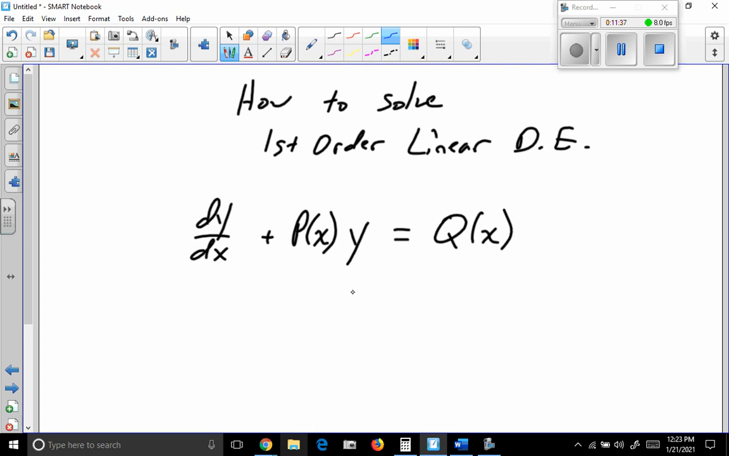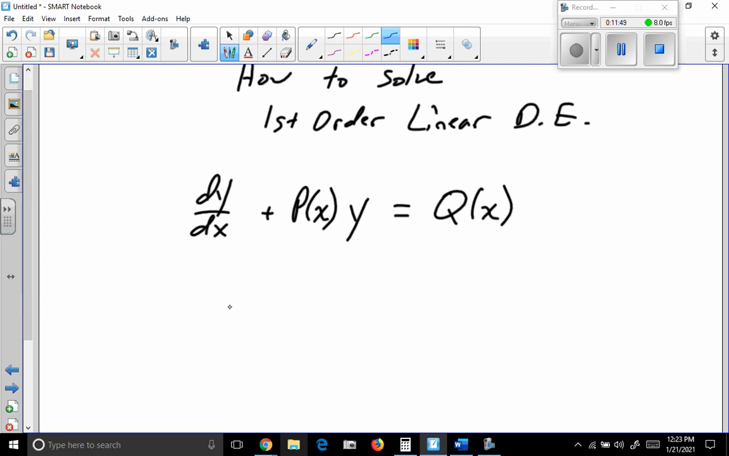So here we have dy/dx, here we have y and some other stuff. And what we're going to do here is try to relate this to the product rule. And you might say, product rule, what do you mean? Keep in mind that when we take the derivative of a product, we're going to have the derivative of the first times the second, and then the first times the derivative of the second.